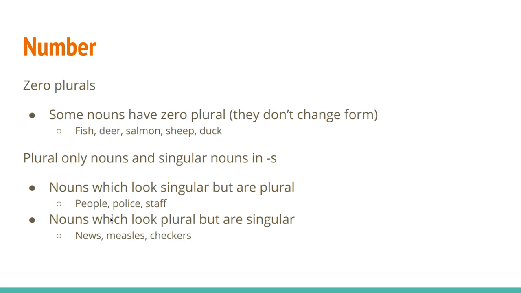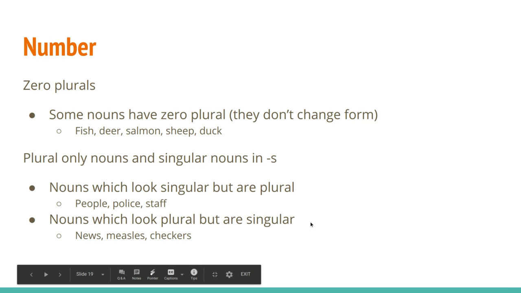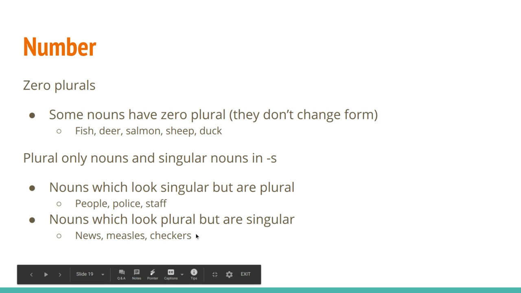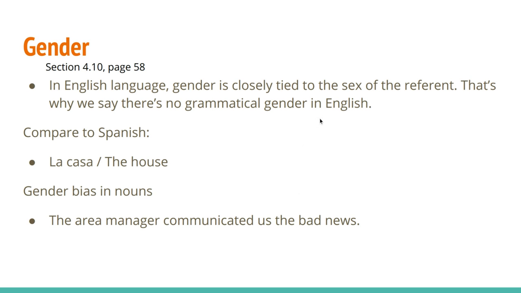Okay? And then there are some nouns which look plural but are singular. Things get messy sometimes. News, mumps, checkers. If you can find any other, that would be nice. The news is saying that, okay, something bad is happening. Now, yes, we get into gender. Probably it's much simpler than in Spanish, so you shouldn't worry so much about gender. Most of the time, in section 4.10, page 58, you will find more notes on that.